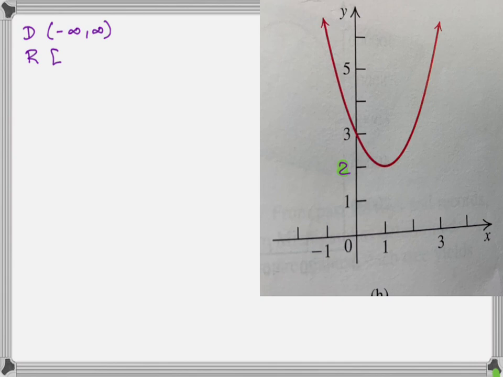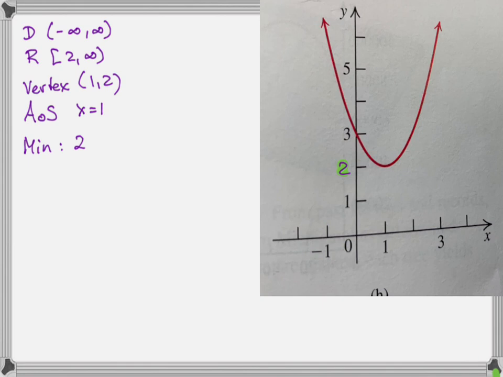What is the range? 2 to infinity. What is the vertex? 1, 2. What is the axis of symmetry? Thank you for saying that. Beautiful. Okay, do we have a minimum or maximum?